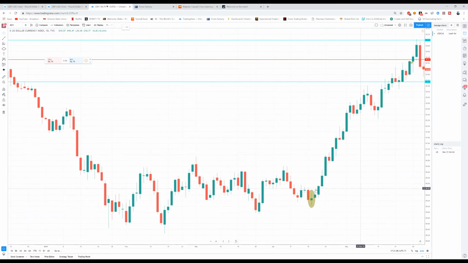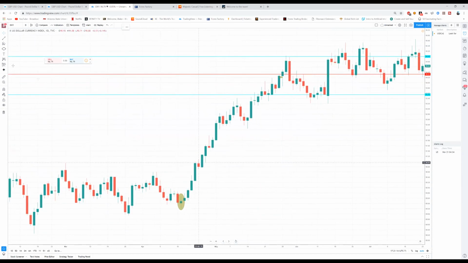And this is the number one strategy I would stress the most for newer traders, the doji strategy, just because it's so easy. So when looking at the DXY, and let's say we see this.